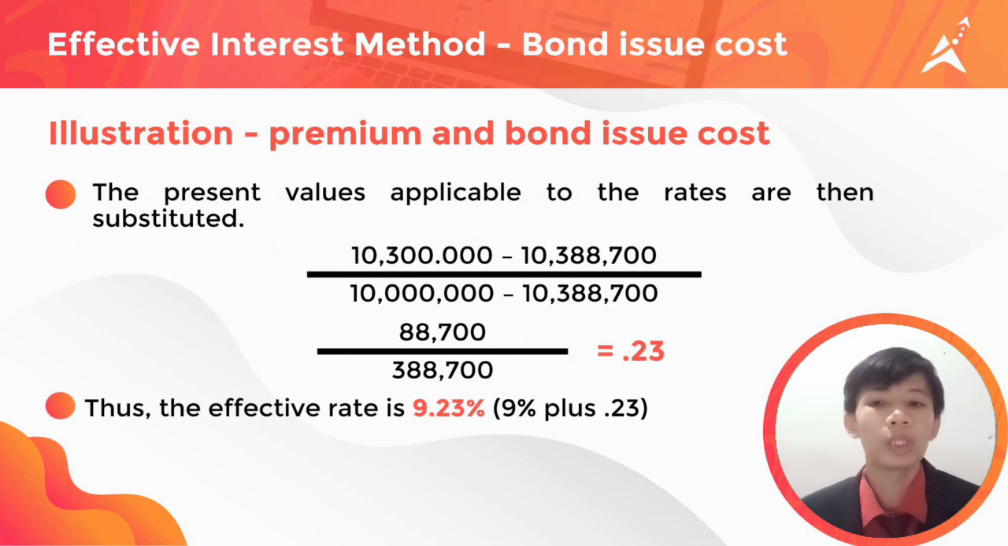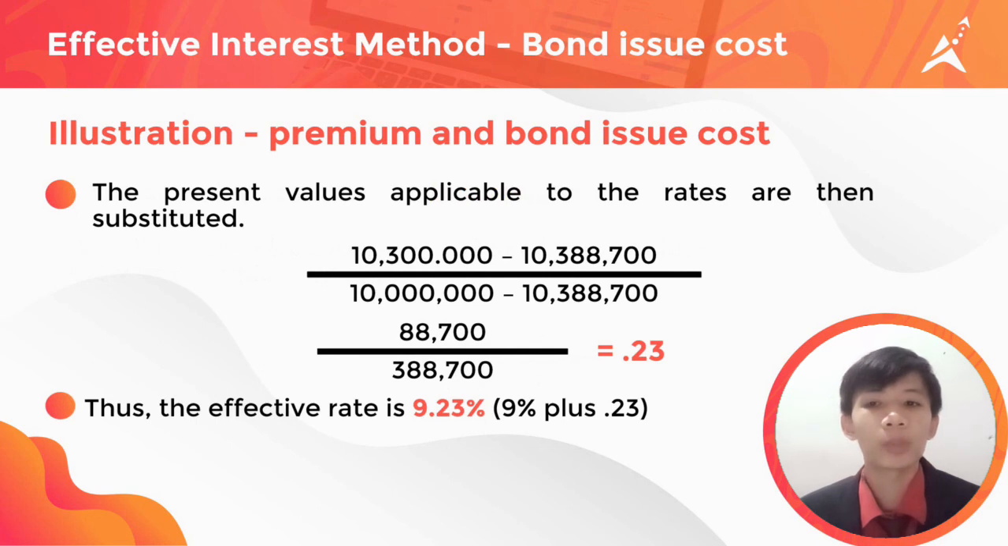10,300,000 minus 10,388,700 all over 10 million minus 10,388,700. 10,300,000, which is equal to the net proceeds, is the present value of the unknown effective rate. 10,388,700 is the present value that we previously computed using the 9% effective rate, and 10 million is the face value of the bonds payable at the 10% rate.